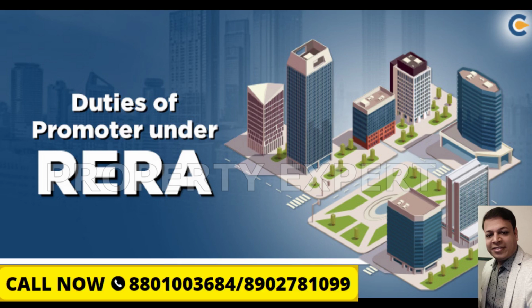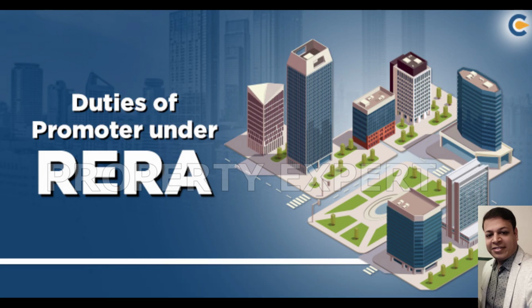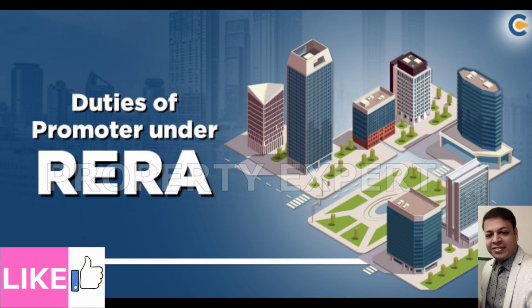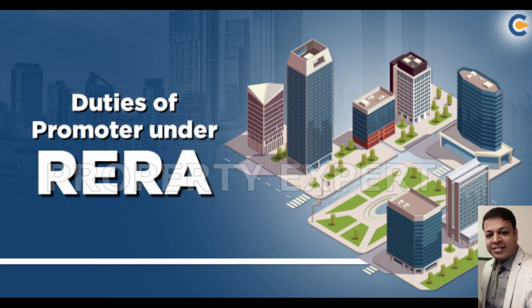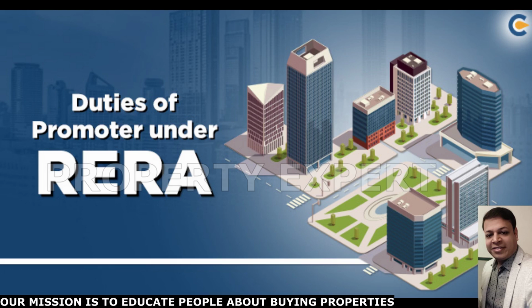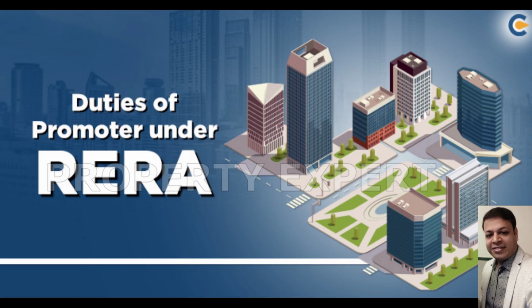The first function of the promoter, as we have discussed, is to disclose all the relevant information with regard to the particular project. So, disclosure of all relevant information. Secondly, there should be an adherence to the project plan and proposals. It means that whatever is the project plan or specification of the project, the promoter has to adhere to it. The promoter is also responsible to rectify the structural defects. So structural defects must be rectified, and also it is the responsibility of the promoter to refund the money if there is any default. So, refund if there is any default.